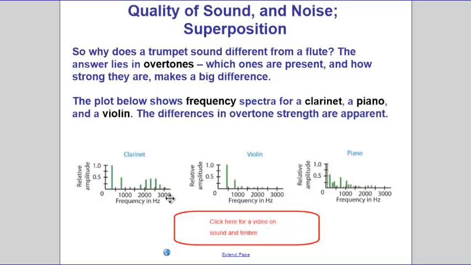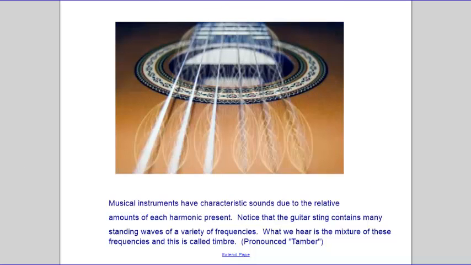The number of frequencies present and their relative intensity gives the clarinet its distinct voice. And it's obvious we can differentiate between a clarinet, a violin, and a piano. It's because of this concept: timbre. The next slide will help us visualize why musical instruments sound different, or have their unique voices.